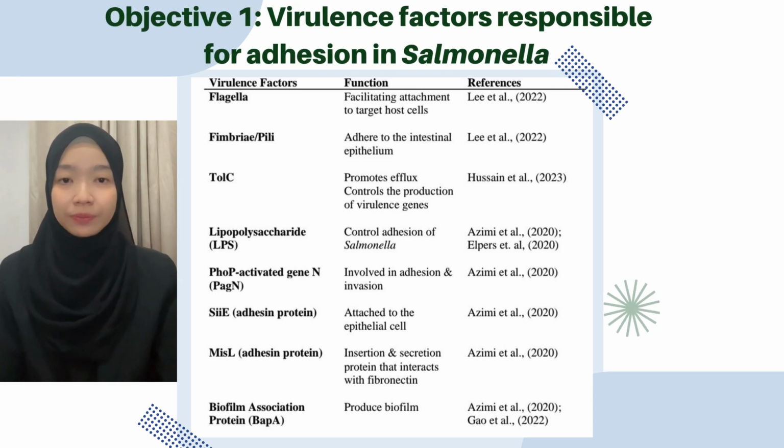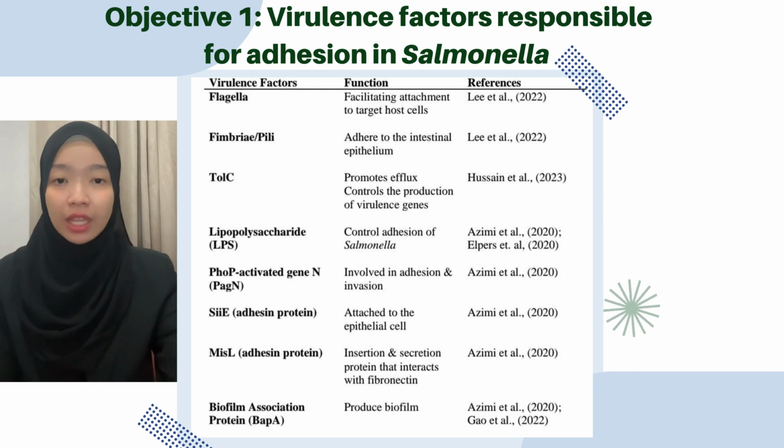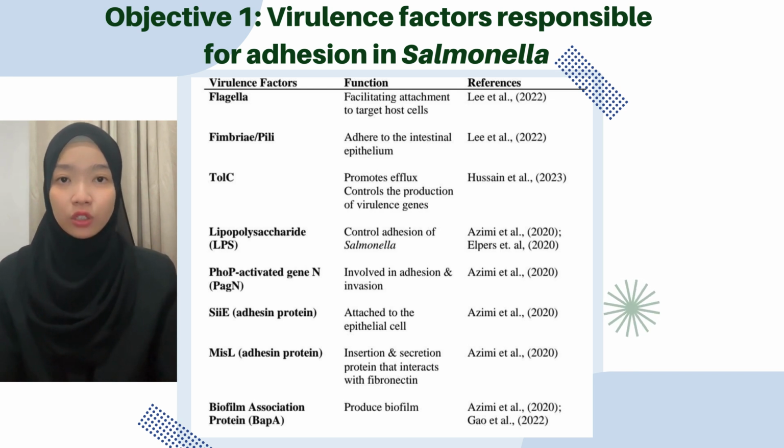Elaborating on Objective 1. These are the list of virulent factors responsible for adhesion in Salmonella. There are 7 significant factors contributing to adhesion of Salmonella, starting with flagella. It facilitates the movement and attachment of Salmonella to target host cells. The function of Fimbriae is to adhere to the intestinal epithelium, meanwhile TolC is to promote efflux and controls the production of virulent genes.